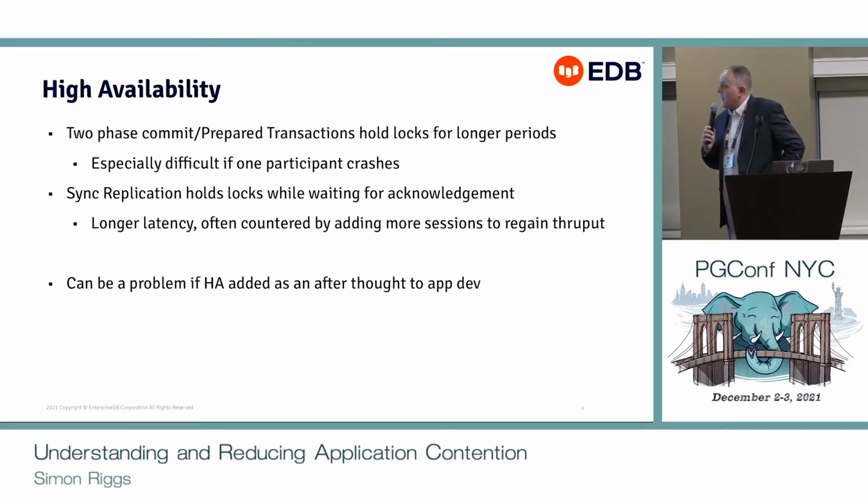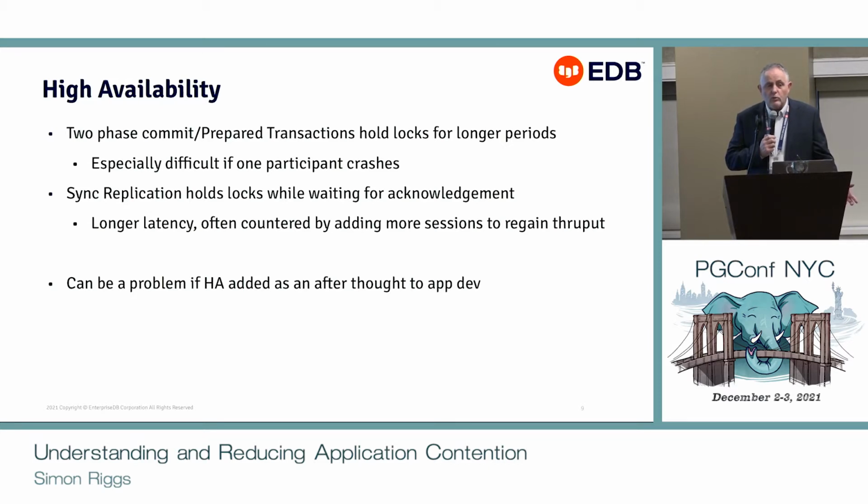High availability affects this as well because two-phase commit, otherwise known as prepared transactions, will hold locks across distributed transactions, and that is especially difficult if one of the participant resource managers crashes, because then the locks don't go away. That's the whole point of prepared transactions. So lock contention will stay while that system recovers from crashes. So if your database system is going to take 2 or 3 minutes to come back up, then you should expect locks to wait that long in the course of a crash.